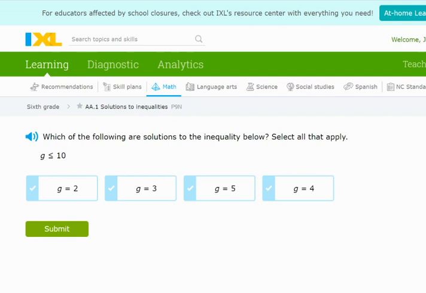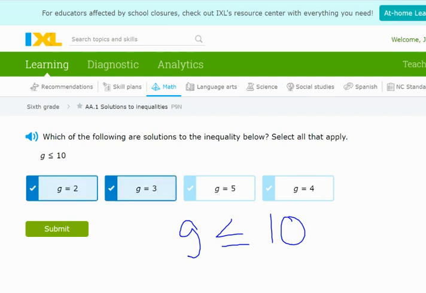At the next level, it asks you to give all of the possibilities of what could work. So here I have g is less than or equal to 10. So I need to select all of the solutions that are less than or equal to 10. So I know that 2 is less than or equal to 10, 3 is less than 10, 5 is less than 10, and 4 is less than 10. So in this case, all of my solutions are correct.